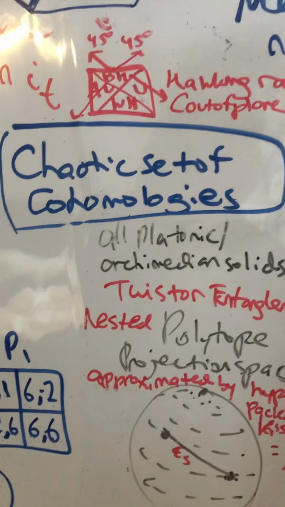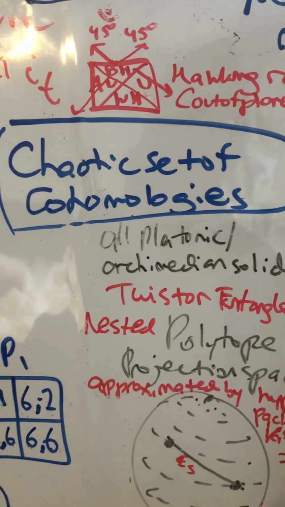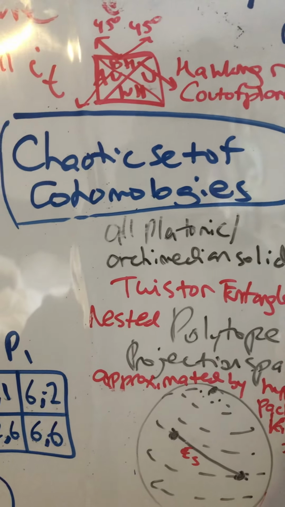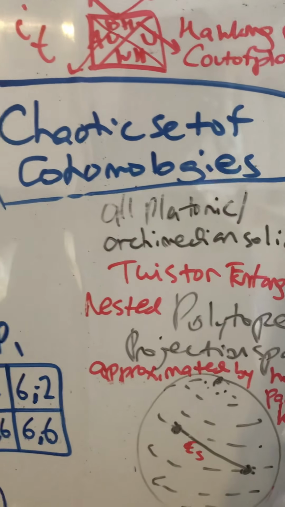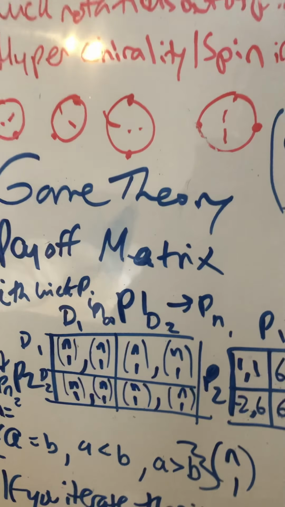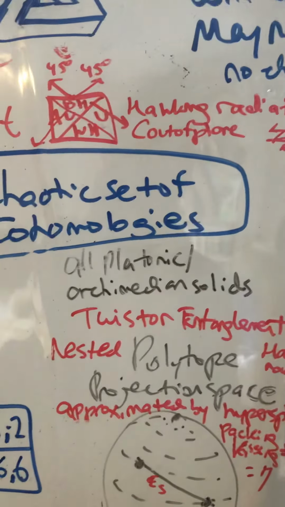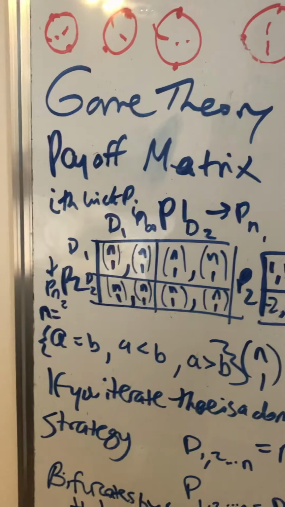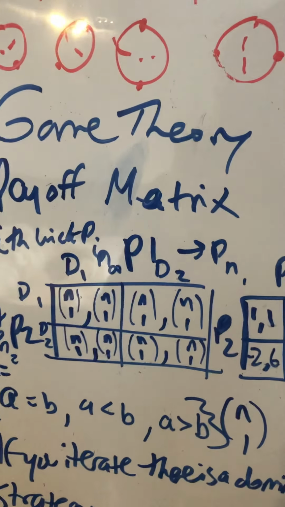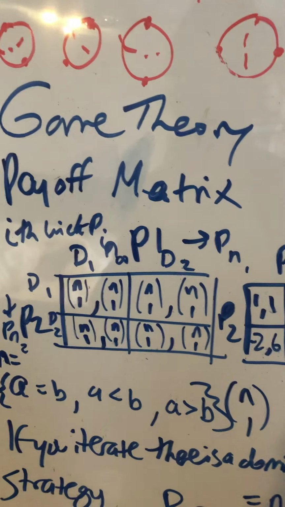So this is my last idea about cohomological sets, chaotic sets of cohomologies, I'm calling them, within game theory. I'll try to point the camera more at what I'm talking about, unlike the last video. So this is what I was explaining to you in terms of game trees over here, or game trees over here.